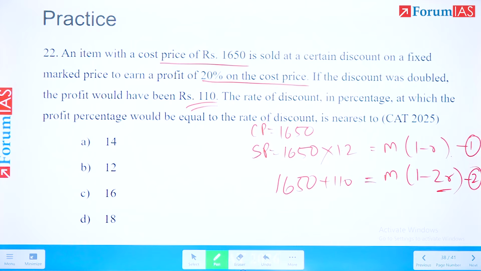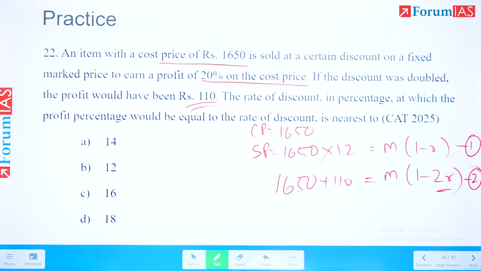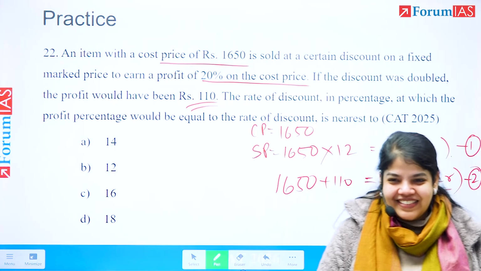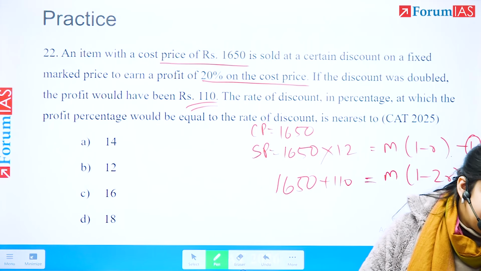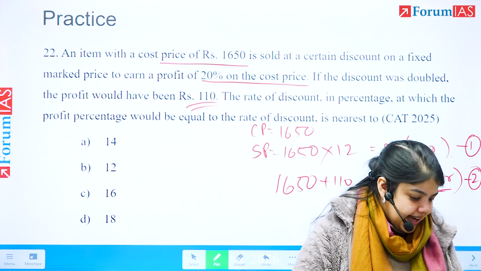नहीं. If the discount was doubled, मतलब it's like a new equation based on कि अगर 1650 पे हम double discount कर रहे होते तब ये हो जाता. It's not saying it's consecutive. It's not a successive discount. I wish exam had calculator. Although in CAT you do get a calculator. In CAT exam you get a calculator. That's it.